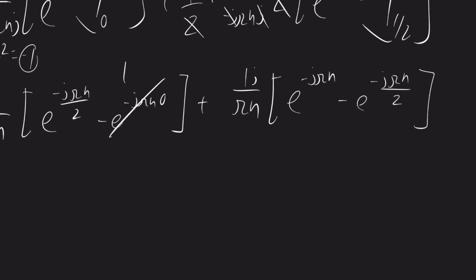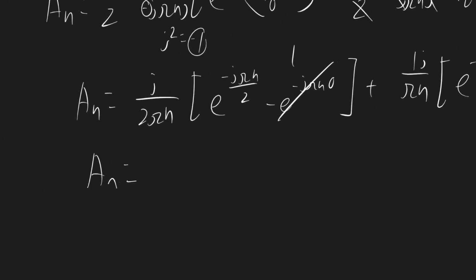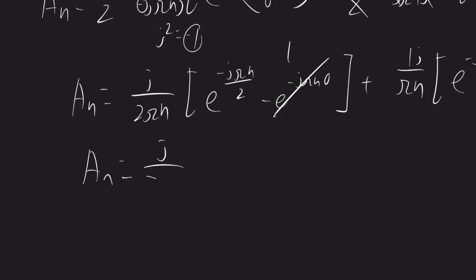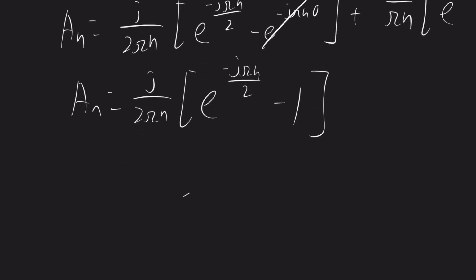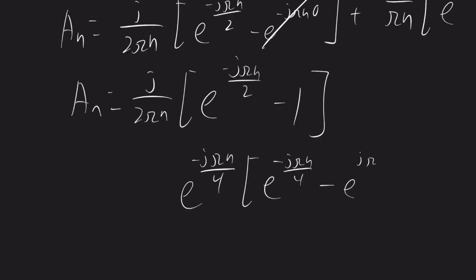I forgot the j over there. All right, so over here it'll be j over 2 pi n times e to the negative j pi n over 2 minus 1. We can factor out an e to the negative j pi n over 4, and that'll be multiplied to e to the negative j pi n over 4 minus e to the positive j pi n over 4, times the terms we had before, j over 2 pi n.